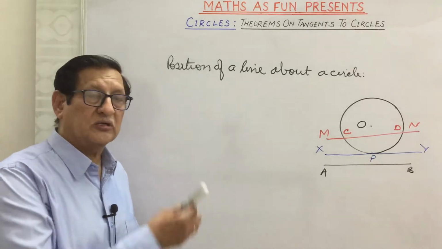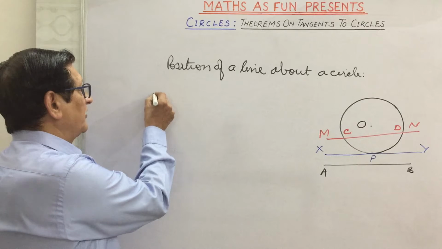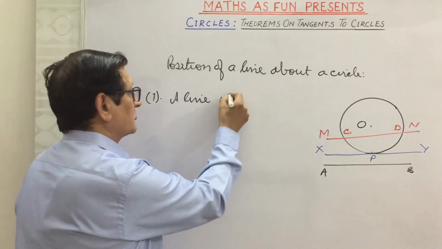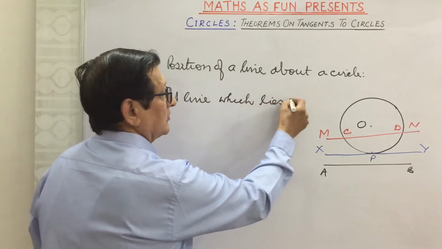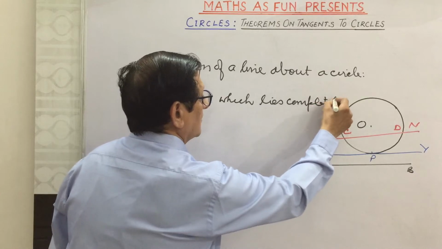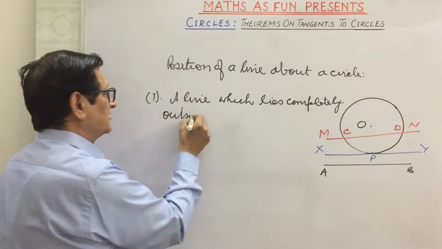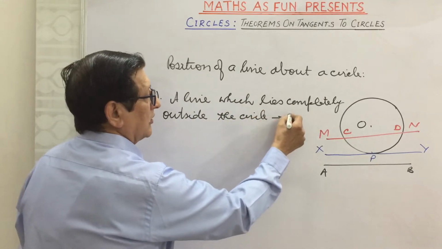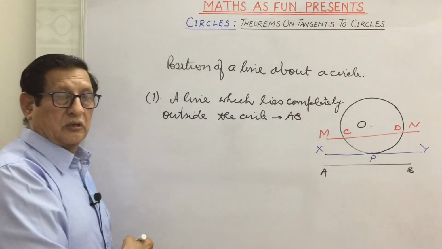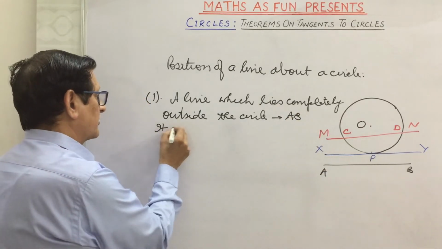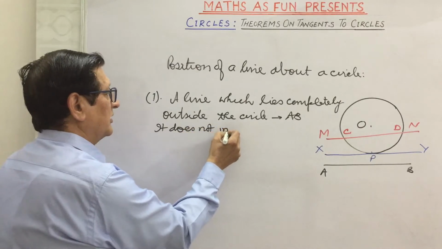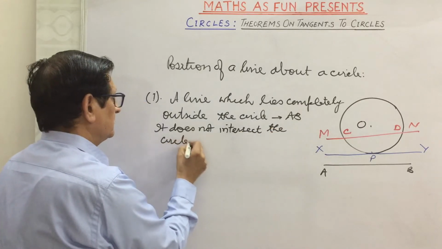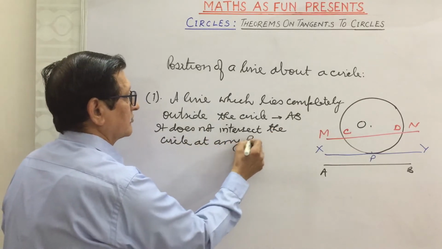What are these lines? What are the three positions we can have? Number one, we can have a line which lies completely outside the circle, like AB here. It does not intersect the circle at any point.